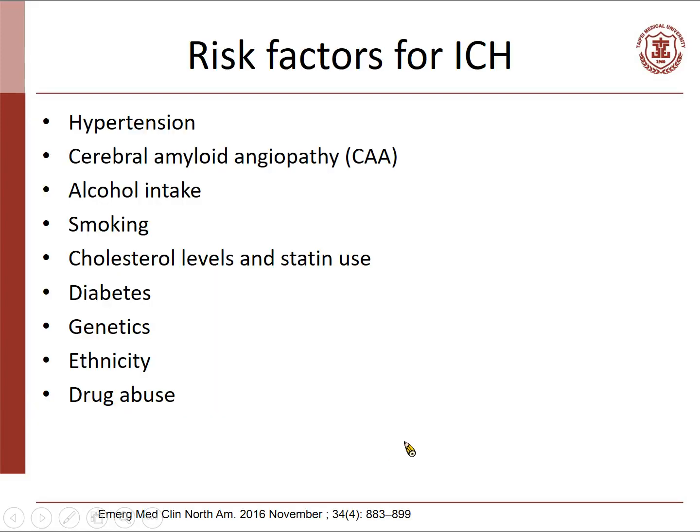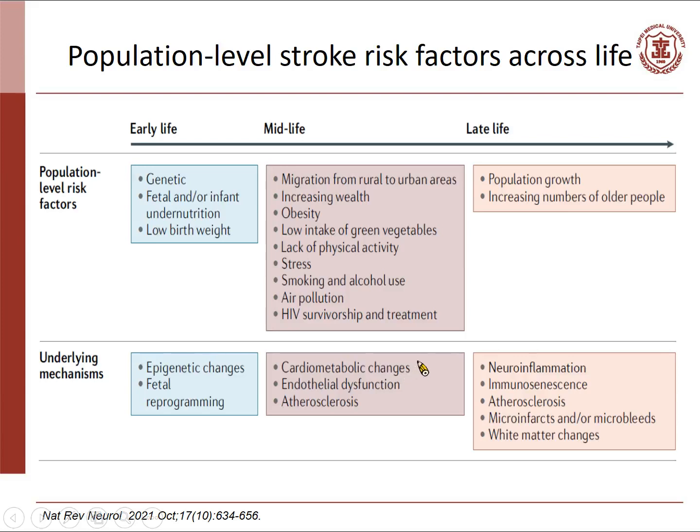And how about for ICH? The most important is hypertension. Some other risk factors are cerebral amyloid angiopathy, most in older patients or familial amyloid cases, alcohol intake, smoking, cholesterol, diabetes mellitus, and some genetic factors and drug abuse. Those can be risk factors for intracerebral hemorrhage. Also, genetics may contribute to stroke, but not so commonly.